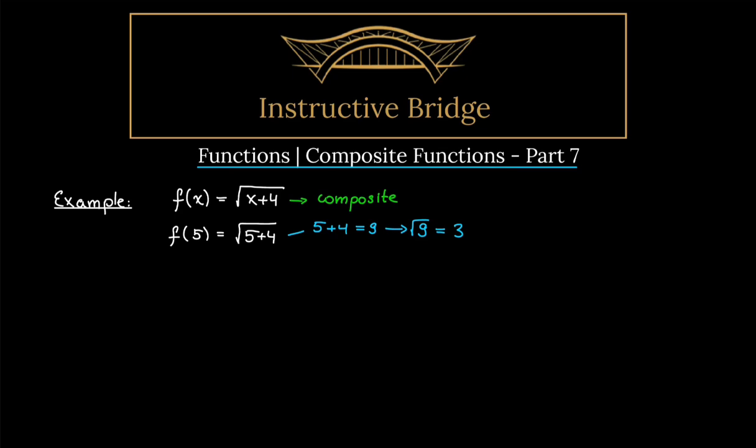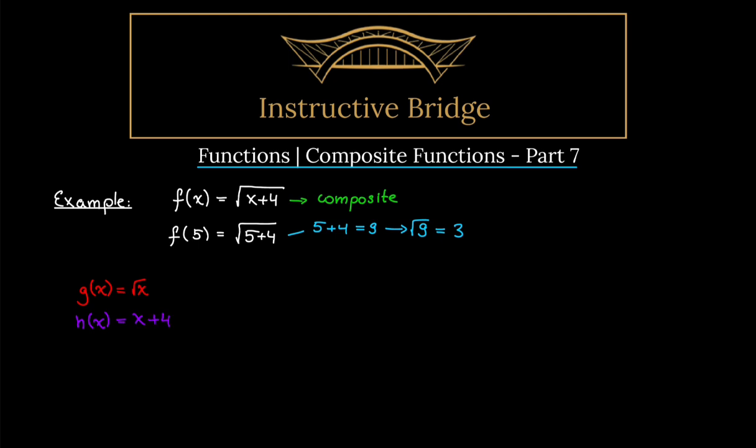Now, since it took us 2 steps to find the value of f of 5, f is going to be a composite function. This means that f can be broken down into 2 simpler functions. I want you to imagine now 2 other functions. One of them, given by g of x, is equal to the square root of x, while the other function is going to be given as h of x, and it's equal to x plus 4.